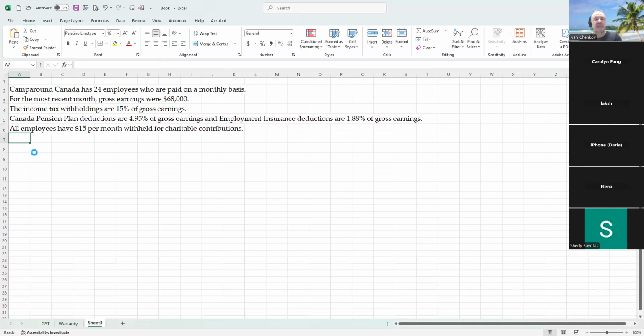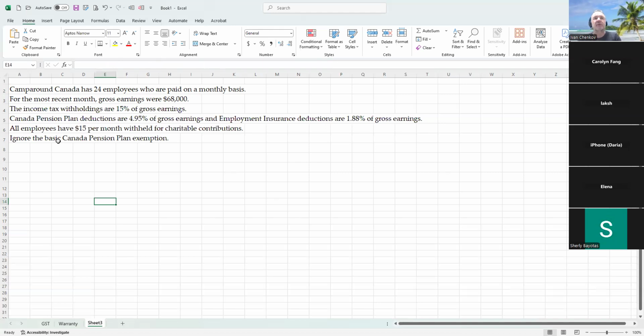So what that means, the last sentence: ignore the basic Canada pension plan exemption, the one that you saw from the Canada Revenue website that I showed you, that the first $3,500 are tax exempt for the Canada pension plan. In those questions, we are ignoring that one. Otherwise, it will be too complicated.